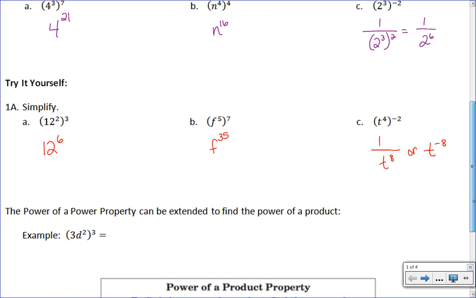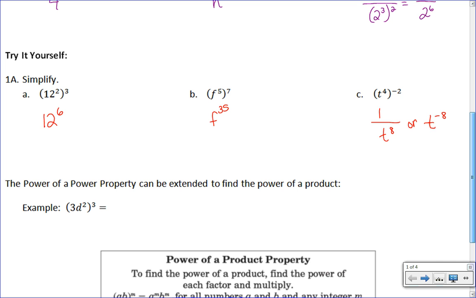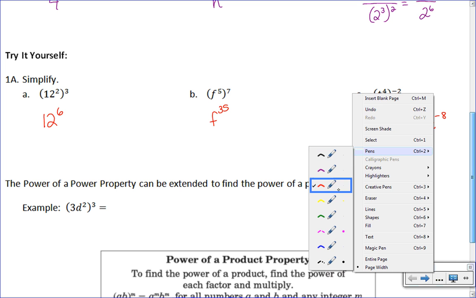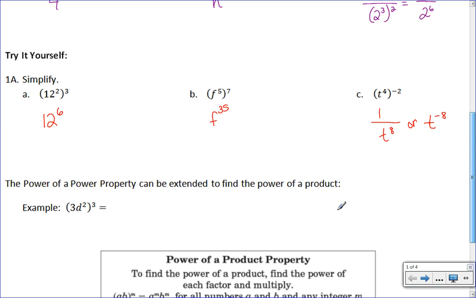Okay. The power of a power property can be extended to find the power of a product. So for example, if we have 3d squared to the third, again we'll write that out using what we know of exponents. So this means we'll use 3d squared as a factor 3 times. So 3d squared times 3d squared times 3d squared.